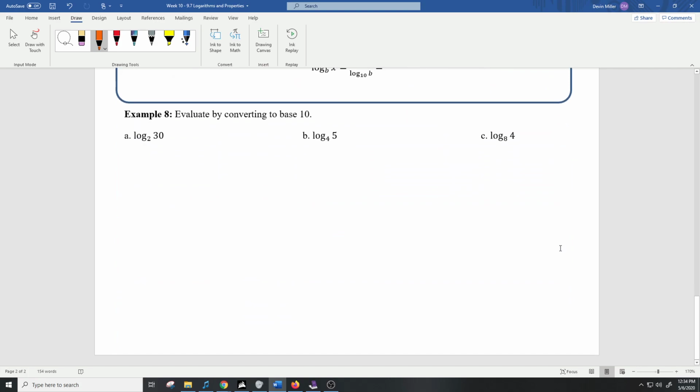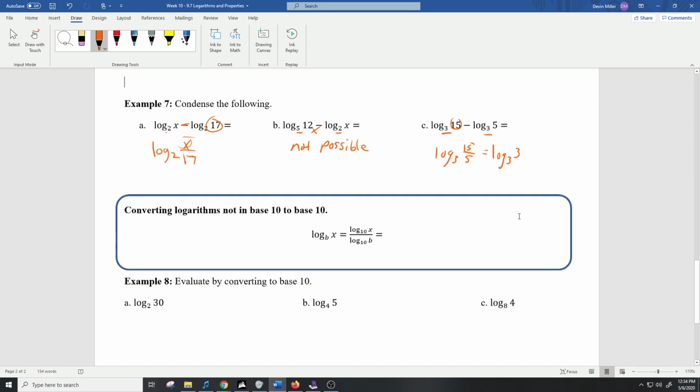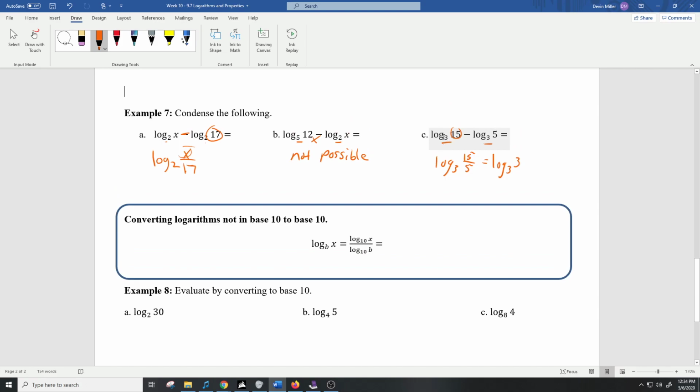The very last thing that we have to cover now: converting logarithms that are not in base 10 to base 10. So if you have something like any of these ones up here, like part C, log base 3 of 15 or log base 3 of 5, if you have something that's not a base 10, this is base 3, you can change it to base 10.